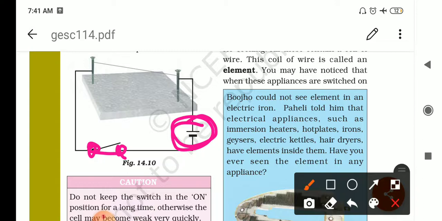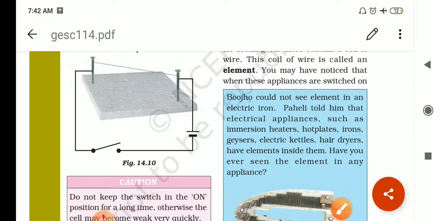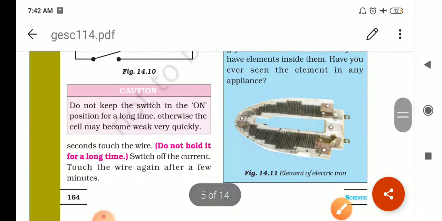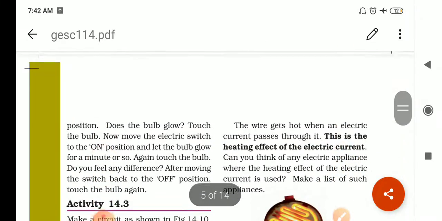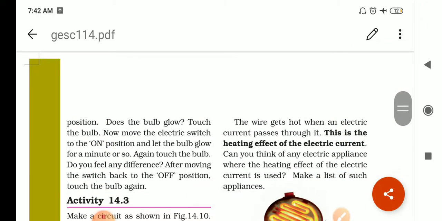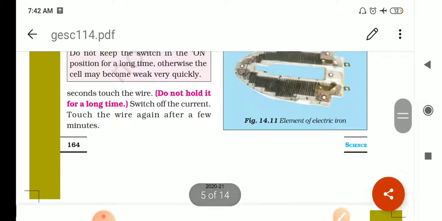Then what will happen, this will become hot, okay? It becomes hot. So it means when electricity flows through a circuit, it causes heat, right? So you must be understanding that it causes heat. This is called the heating effect of electric current.